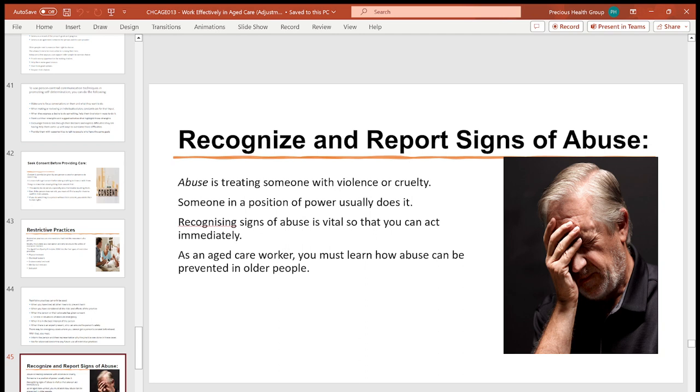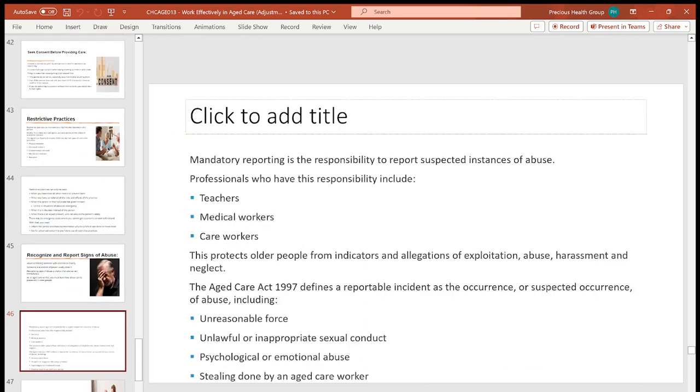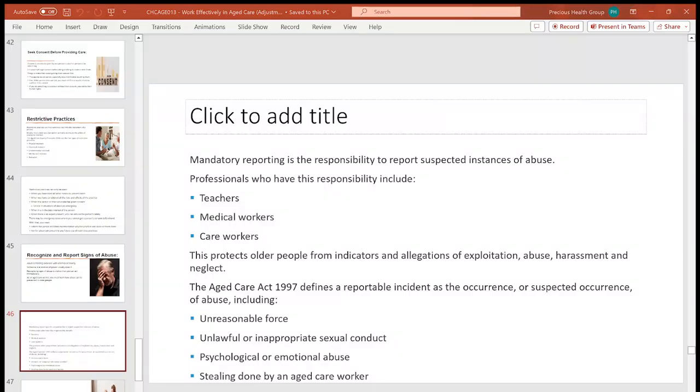So recognizing signs of abuse is a vital thing that is expected of us, and if we recognize this, we must immediately act. As an aged care worker, you must learn how abuse can be prevented in an older person, and if we learn and follow this, there may be a form of mandatory reporting expected of us. Mandatory reporting is to report suspected instances of abuse. Professionals who have the duty to do this include teachers, medical workers, and care workers like you and myself.